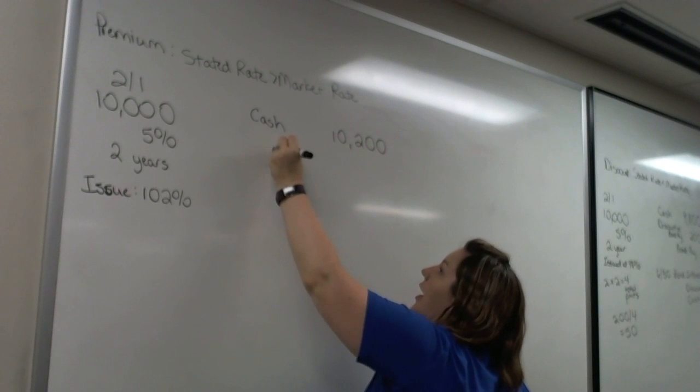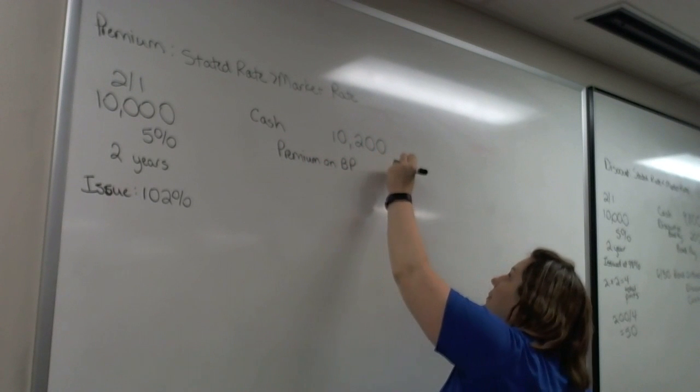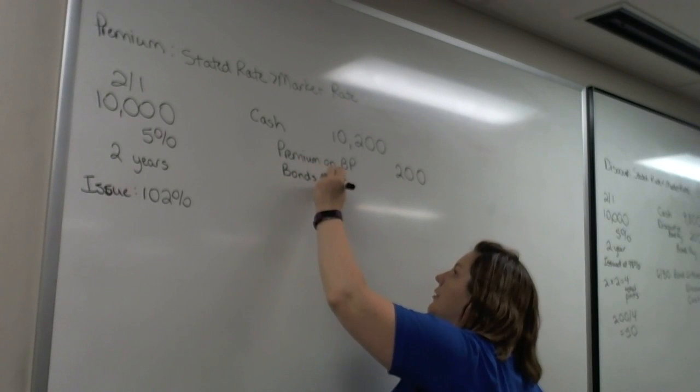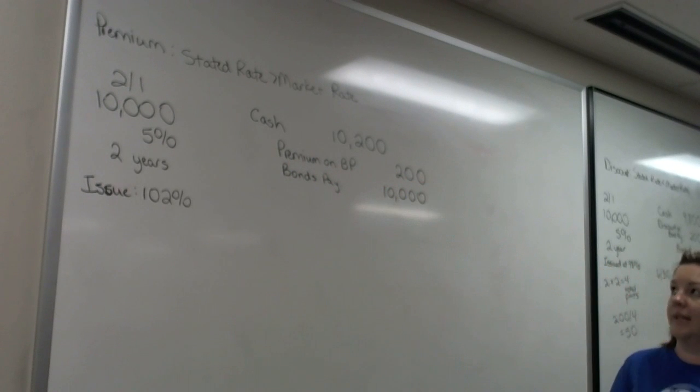Okay. This time I'm going to credit premium on bonds payable for the premium amount of 200 and credit bonds payable the 10,000 par value. Okay, because again, we always pay back the par value when it matures. So cash gets debited for 102% or 10,200. Premium on bonds payable gets credited 200, and bonds payable gets credited 10,000. Okay. So that's issuing a bond at a premium.